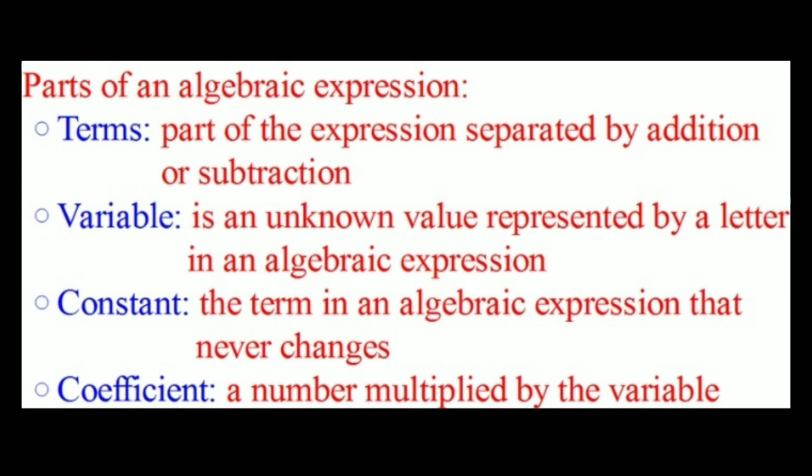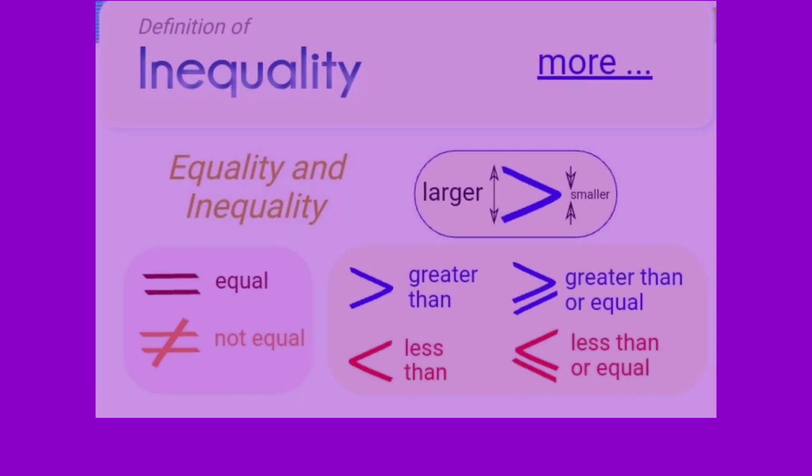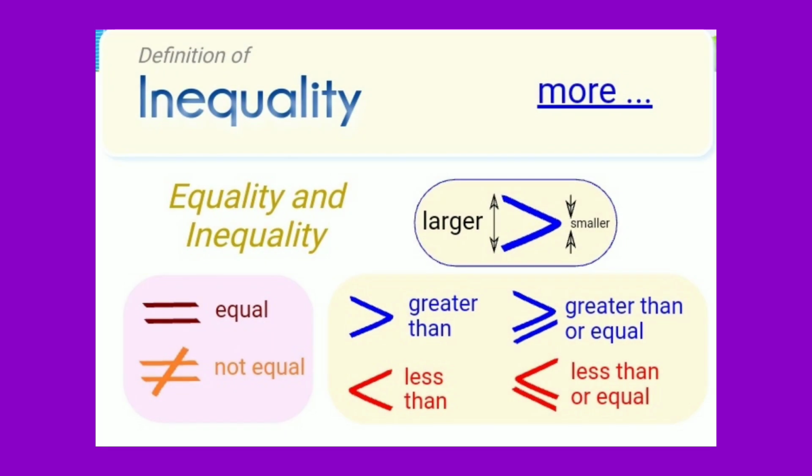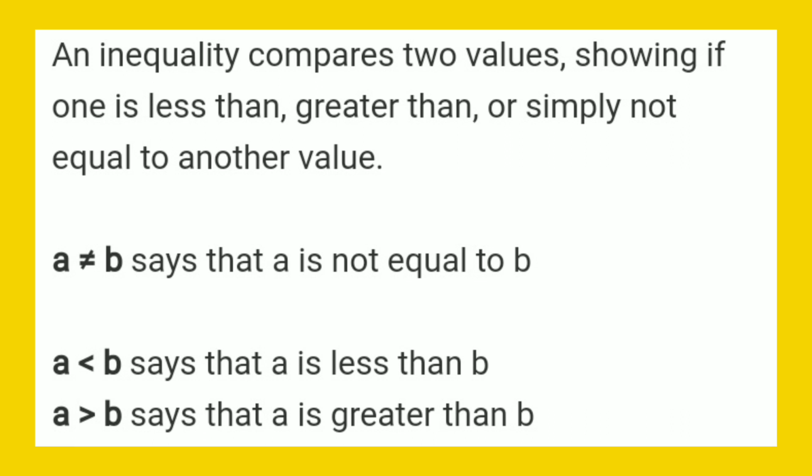We see some symbols to indicate equality and inequality. See, there are some notations. Equal to sign indicates equal, not equal to sign indicates unequal. These symbols are used to compare two expressions. An inequality compares two values, showing if one is less than, greater than, or simply not equal to another value.